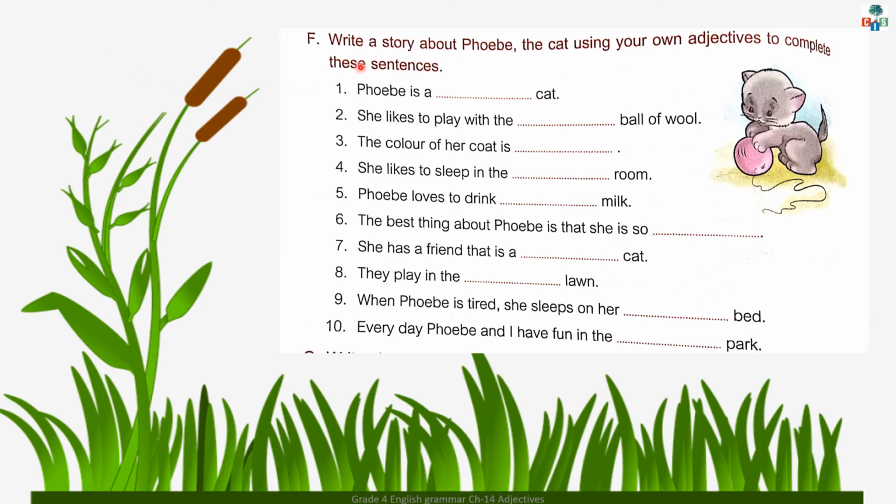Exercise F. Write a story about Phoebe the cat using your own adjectives to complete these sentences. Children, here 10 sentences are given and it is about the cat Phoebe. The spelling is Phoebe, but its pronunciation is Phoebe. So, Phoebe is a dash cat. Now here you have to write your own adjectives. I have used cute cat. Phoebe is a cute cat. You can also write Phoebe is a grey cat. So, like this, use your adjectives and fill these sentences.